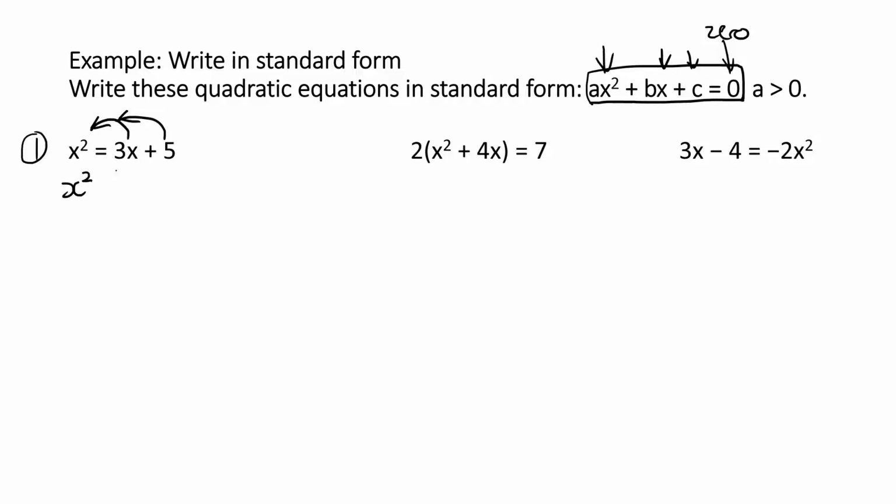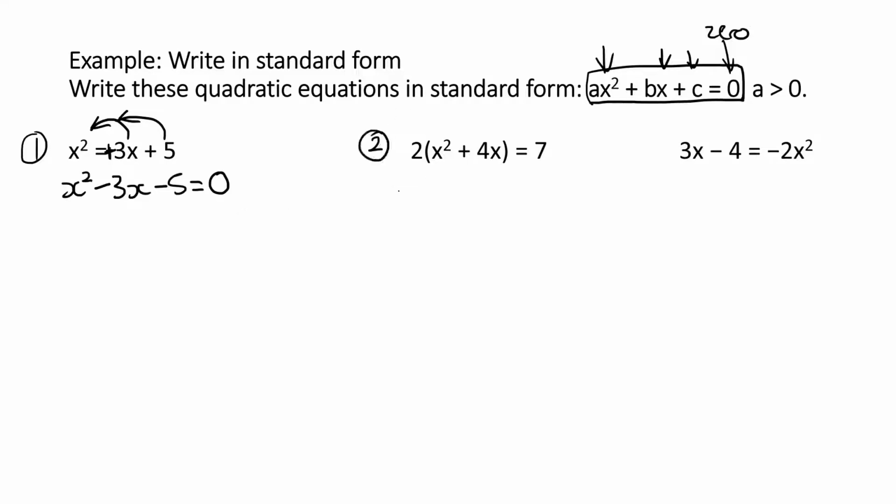For moving things to the other side, just do the opposite. No sign in front means plus. So instead of plus 3, you have a minus 3 on this side. Don't forget the x. And then instead of a plus 5, you have a minus 5. Once you moved everything, what's left over is 0 on that side.